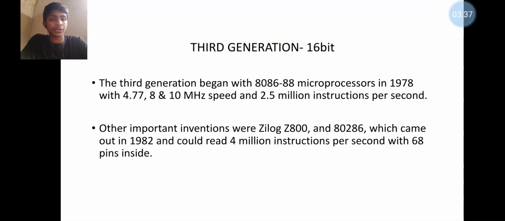Next, third generation 16-bit. The third generation began with 8086/8088 microprocessors in 1978 with 4.77, 8 and 10 MHz speed and 2.5 million instructions per second. Other important inventions were Zilog Z800 and 80286, which came out in 1982 and could read 4 million instructions per second with 68 pins inside.